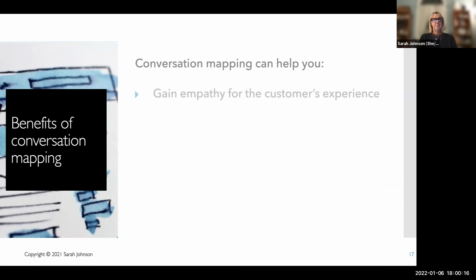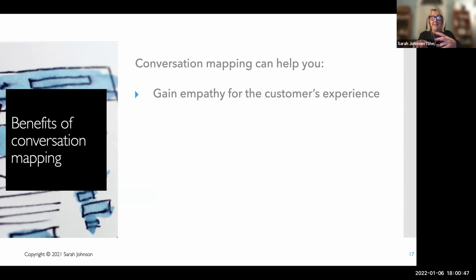So a conversation mapping can help you gain empathy for the customer's experience, even if you're not talking to an actual customer. At work, we do sometimes, and Jen Kellerman can speak to this, we talk to each other and we'll talk to people on different teams and have them walk through an experience and ask them questions that help us gain insight into what's going on, how they're experiencing a page that we're working on.